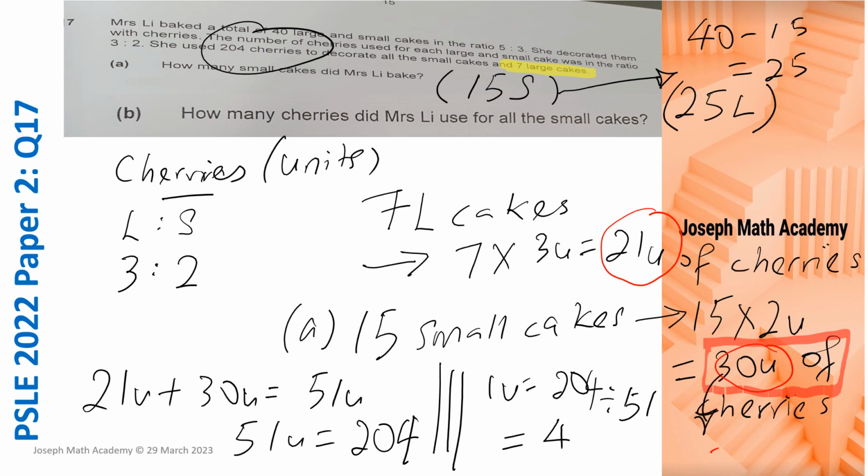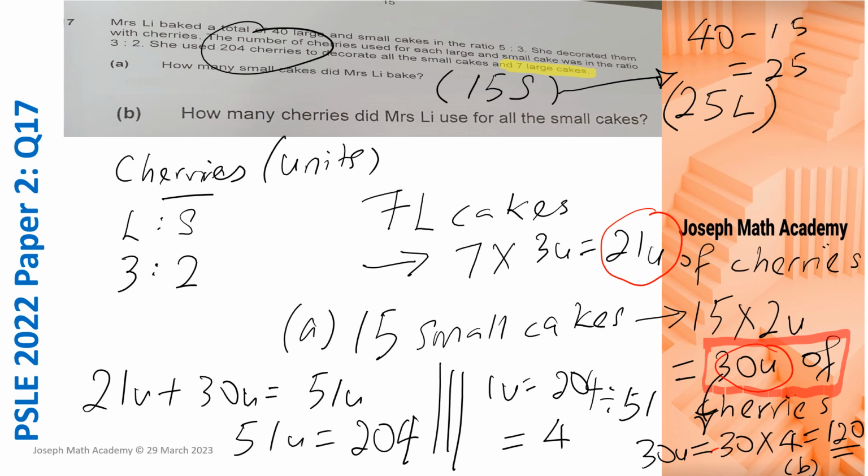So this part is 30 units, right? So that will be 30 times 4, because 1 unit equals 4, right? So 30 times 4 gives us 120. And 120 is the answer for part B. Alright, congratulations, we have completed part B. And we all know that Mrs. Lee used 120 cherries for all the small cakes.